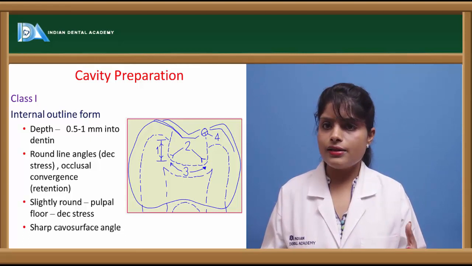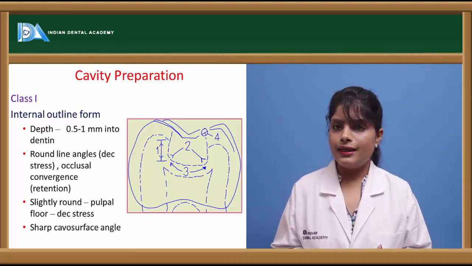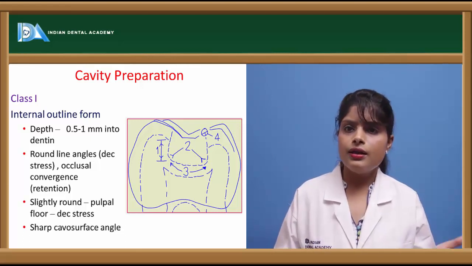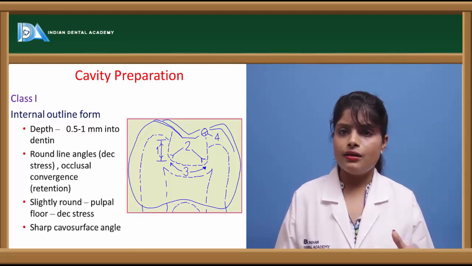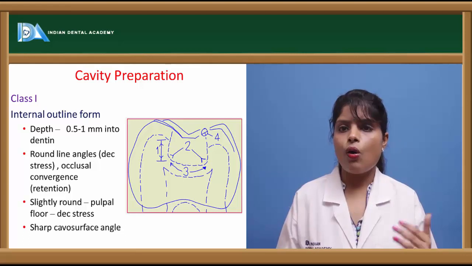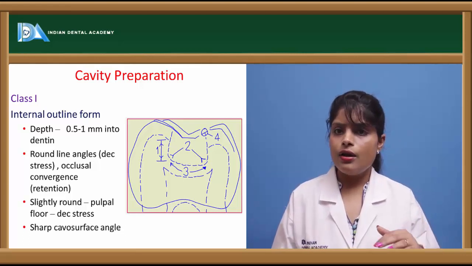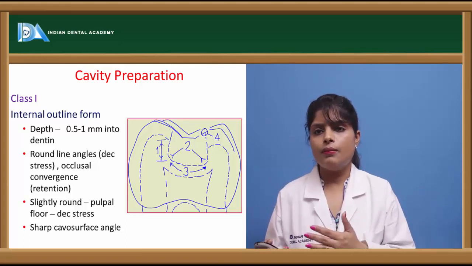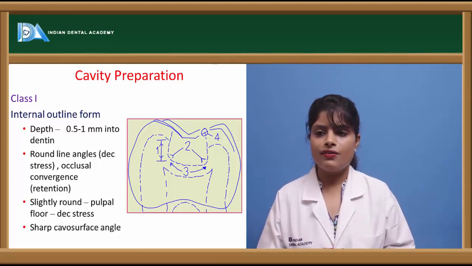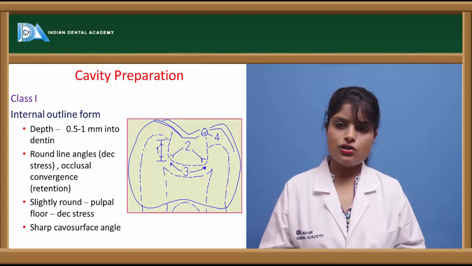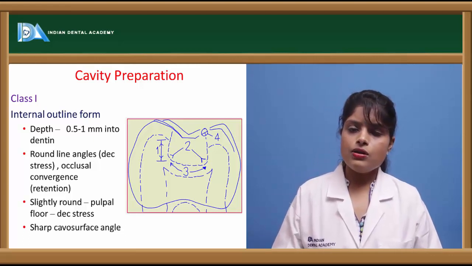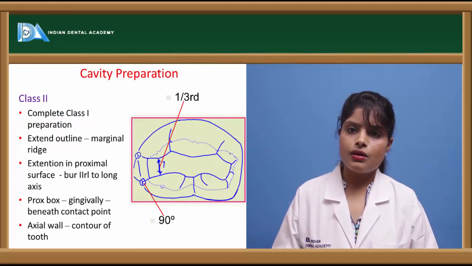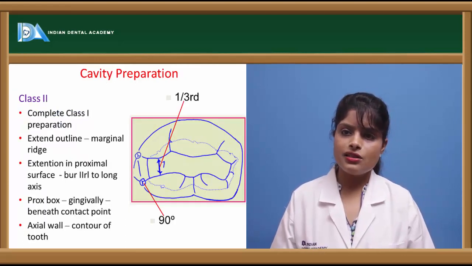Then this is the resistance form of the tooth. Then the line angles and the point angles should be rounded. The axiopulpal line angle should be rounded or beveled. Then the pulpal floor should be concave because the pulp chamber is also concave in size and structure, and also to release any stresses. The cavosurface angle should be 90 degrees.